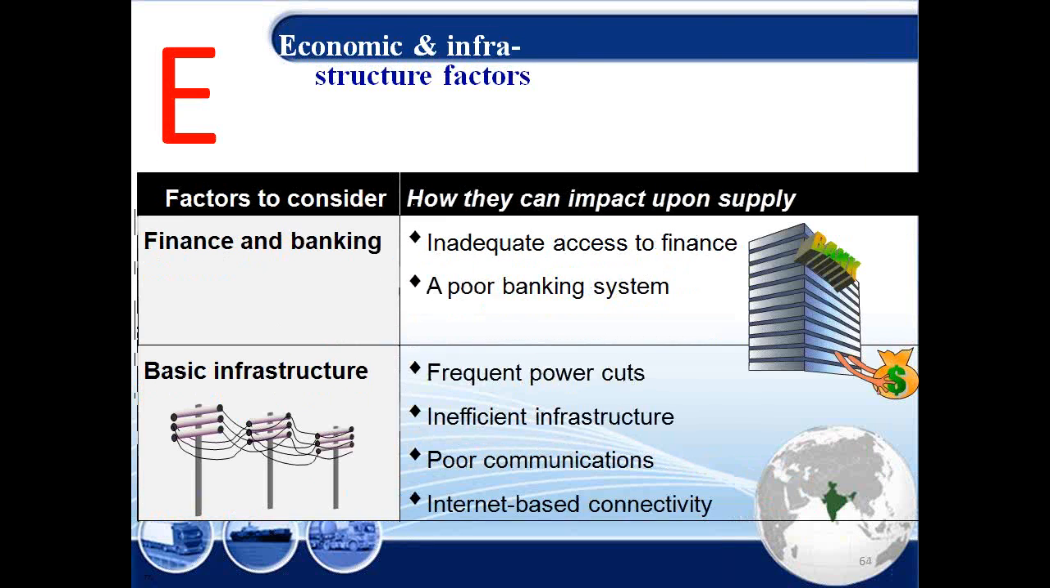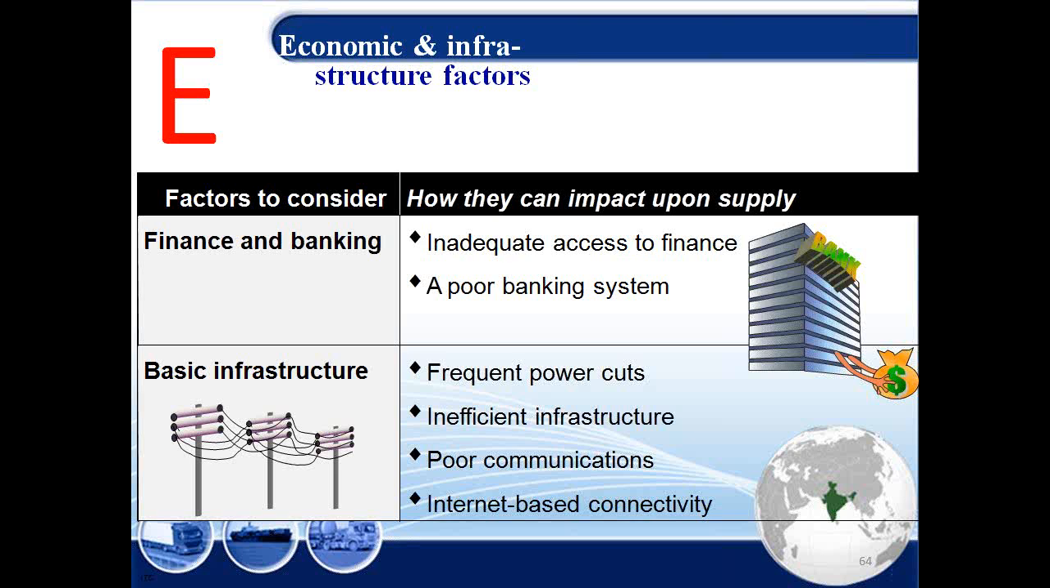So E is the next one. Economic and infrastructure factors. Now, the finance and the banking. Wherever you want to buy, you're getting your parts from other countries. Today the world is becoming a global village. So you are trying to buy X or Y items to make your production in your country, but the parts are coming from there. You have to make the payment transfer, and poor banking systems will naturally affect this in a big way.